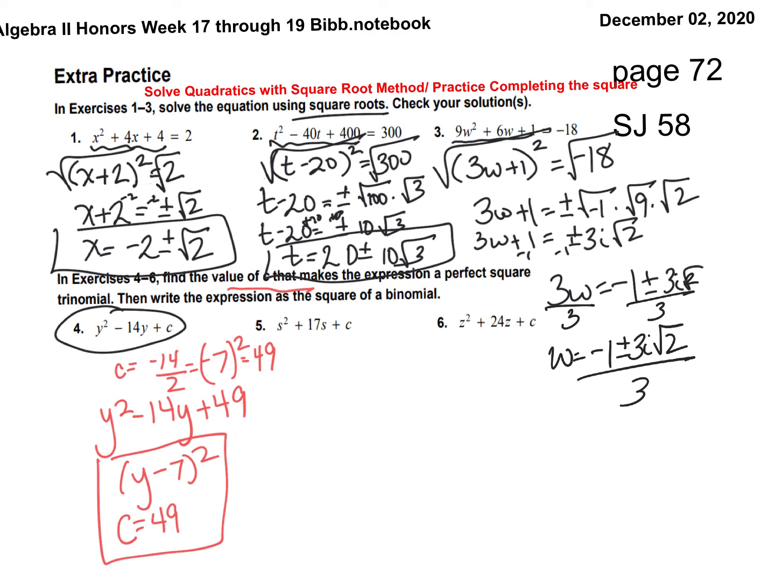Or if you want to write it as w equals negative 1/3 plus or minus i times the square root of 2, you're welcome to do that. The reason why that works is because 3 and 3 would reduce to 1. Now, over here, negative 1 and 3 will not reduce anything except negative 1/3. And I do believe that's it.